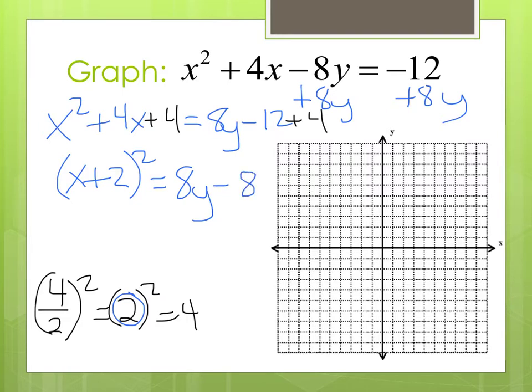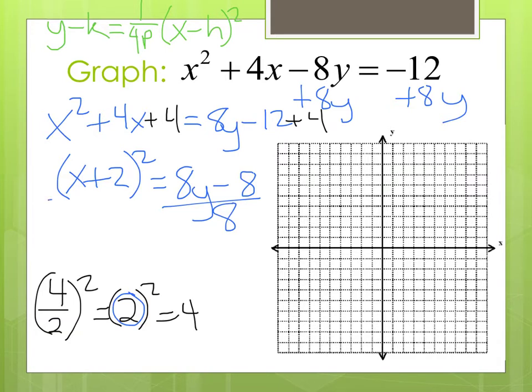Now I'm pretty close to my form that looks like this. Well, I already have part of it. This part right here looks like my x minus h squared. Now I need to get the rest of it. Well, over here I see that I have an 8y. And in my original equation, I want it just to be y, so I'm going to divide both sides by 8. The nice thing is that both these parts here and here are divisible by 8.